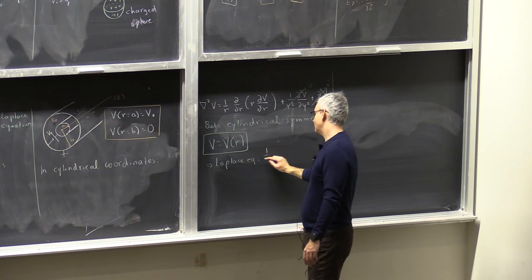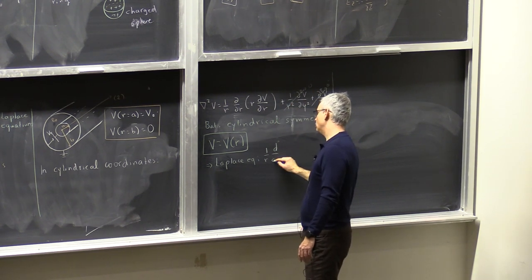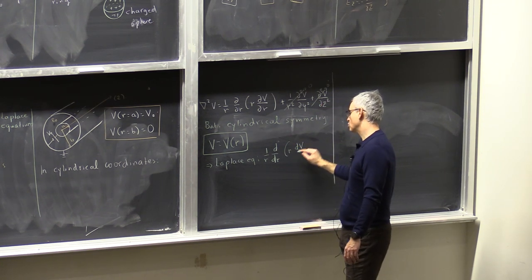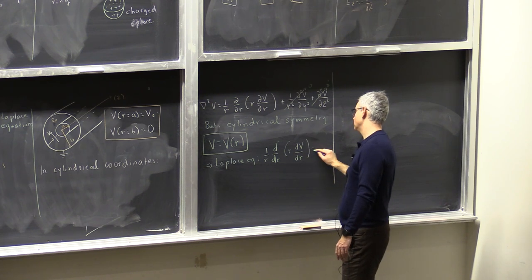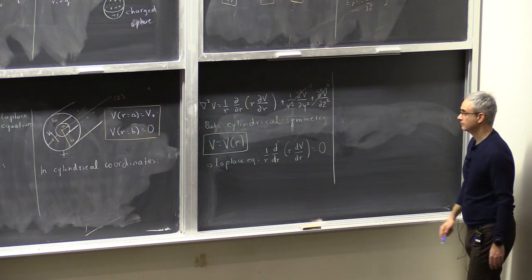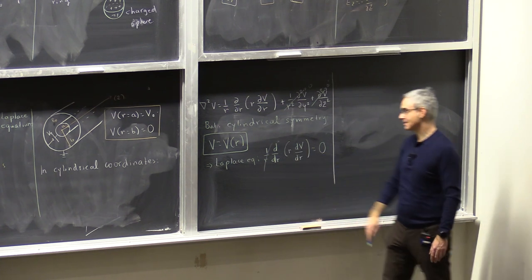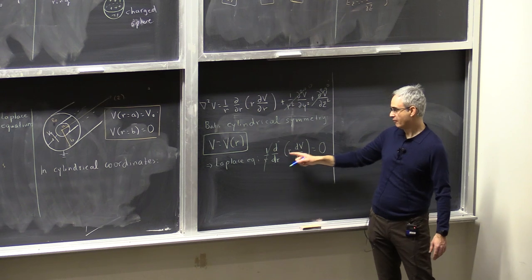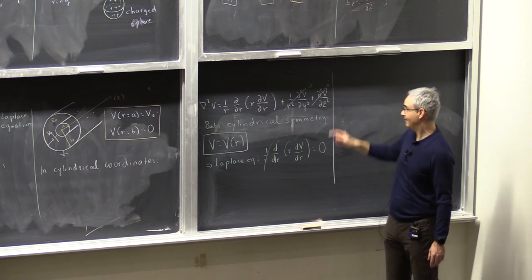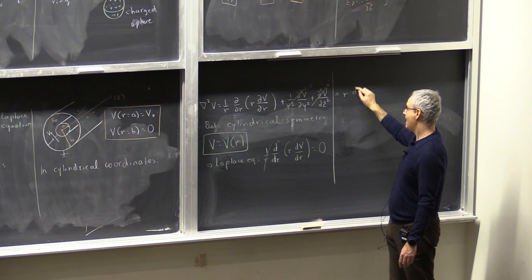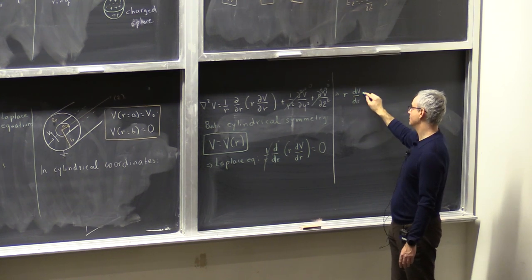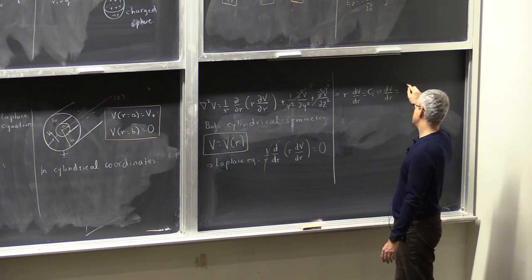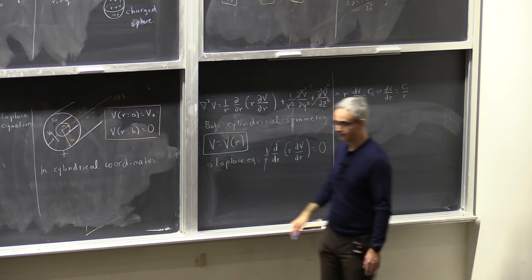is 1 over r d by dr of r dV by dr. Now I don't put partials anymore because I know that the voltage depends only on r, equals 0. So then you see 1 over r cancels out, and I have d by dr of this equal to zero. This is again easy to solve. That means that r dV by dr is equal to a constant. So dV by dr is equal to c1 over r.